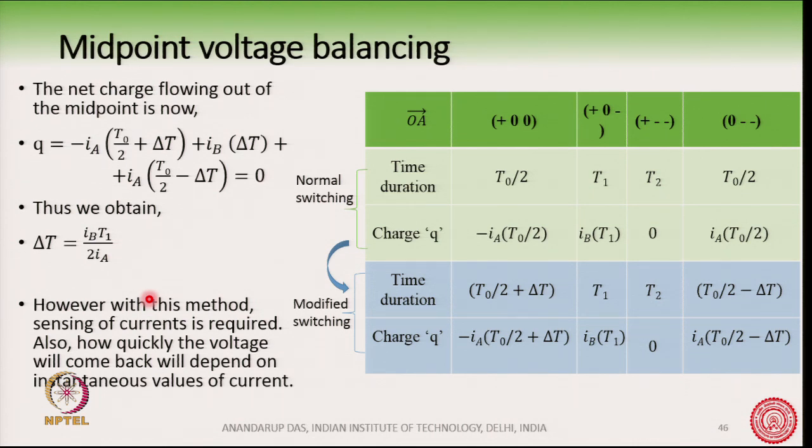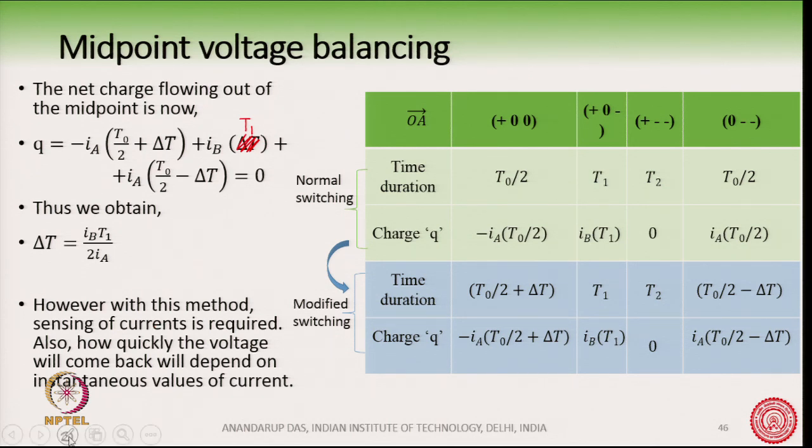Sorry, there is a small mistake here which we should see. This is Ib into T1. Okay, there is a small mistake here, Ib into T1, fine. So, this is one strategy of making sure that the charge is equal to 0.